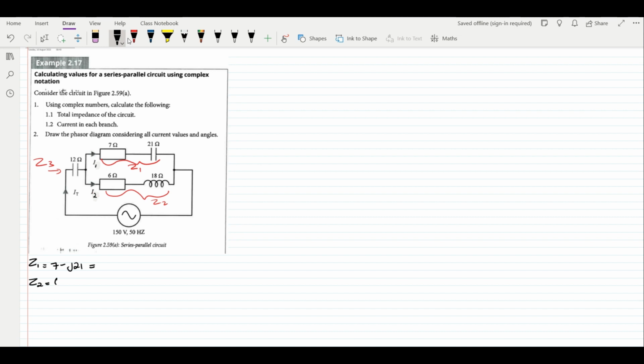We have Z2, which is 6 plus J18. And then lastly, we have Z3, which is 0 minus J12. Of course, we do not have a resistor across Z3, but we do have our capacitance. Now let us do our conversions so that we have polar forms of all of these. This will come in handy when we are calculating, so we will know when to use the correct notation.